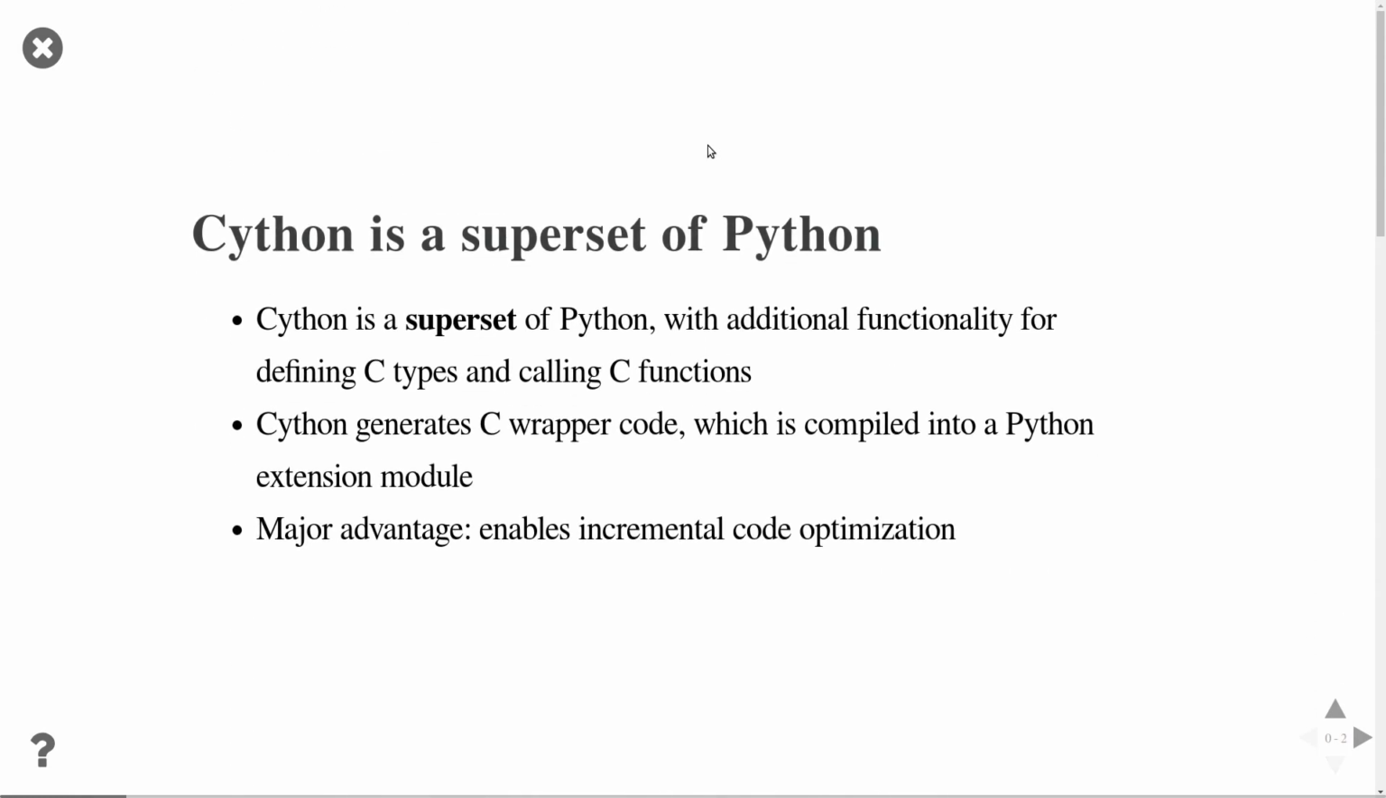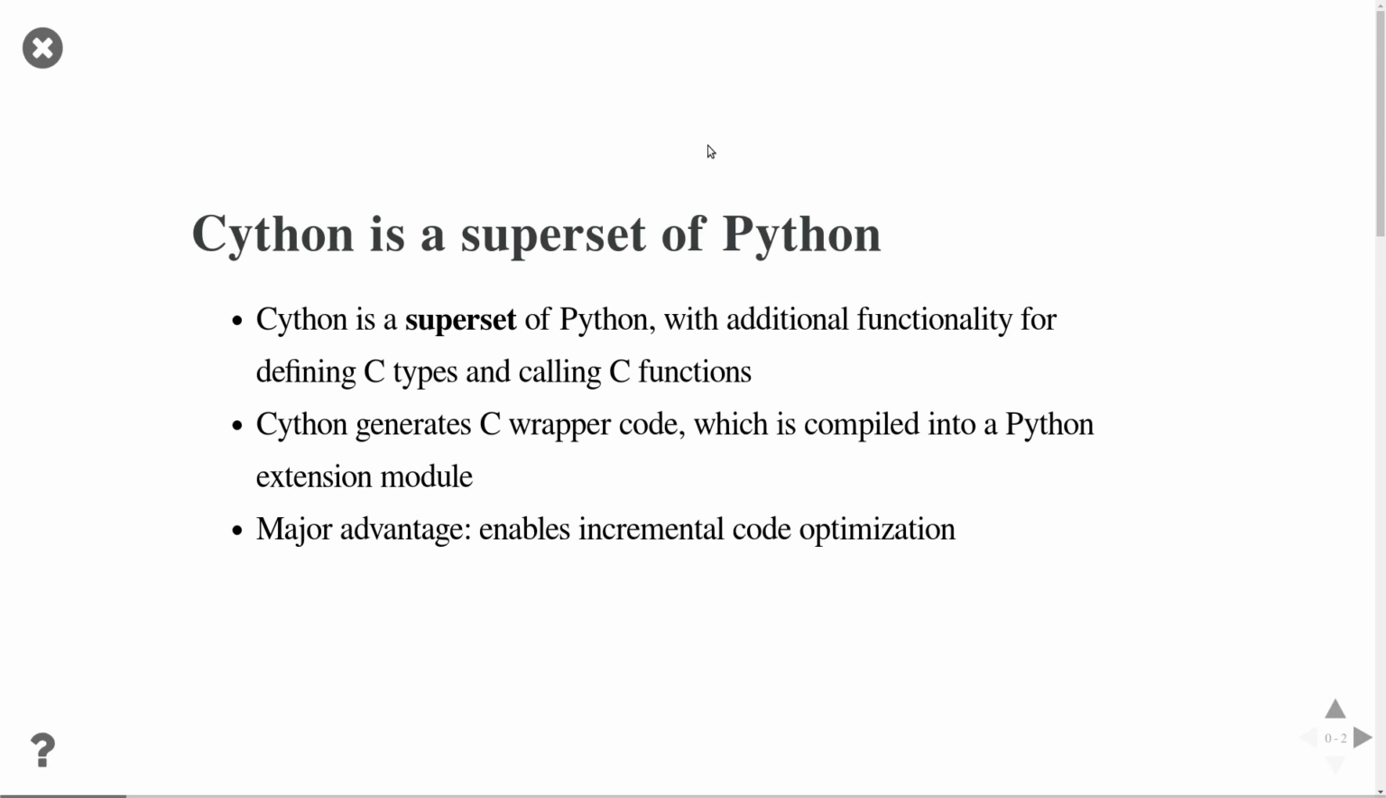So here we go. Cython is a superset of Python, which means that any normal Python program is also a valid Cython program. But in a Cython program, you have access to additional keywords that you can use. These additional keywords give you functionality for specifying the types of your variables, and they also allow you to call C functions.